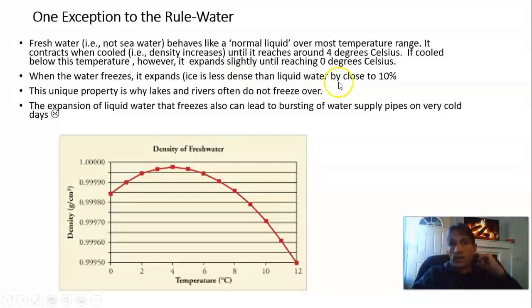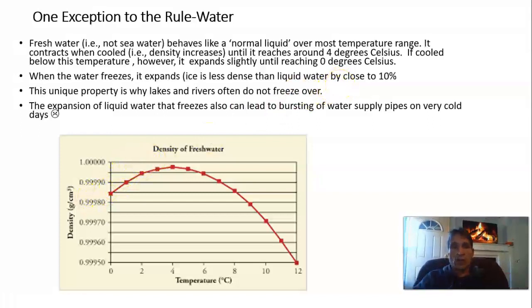So ice is about 10% less dense than liquid water. And that's one reason why ice cubes will float on top of liquid water. They're less dense. So it's also a reason why lakes and rivers often don't freeze over. And that's just because the ice expands as it cools. One bad effect is it also leads to bursting of pipes, water supply pipes, on a very cold day.